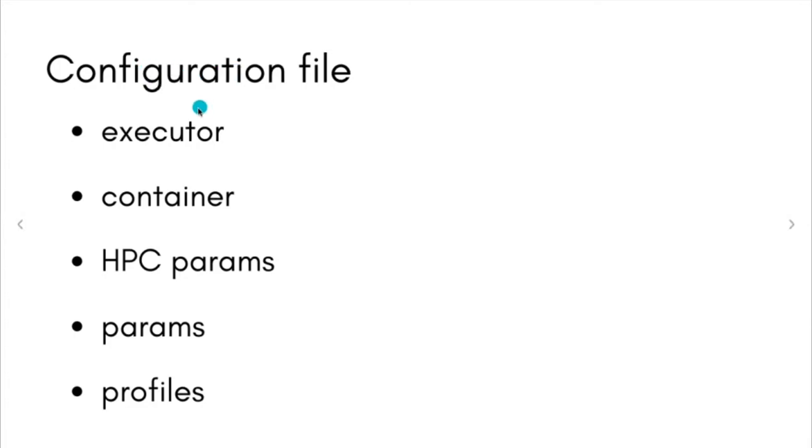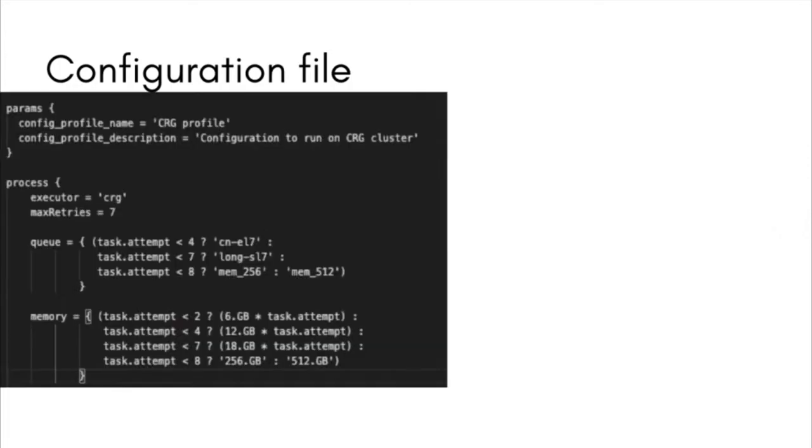But on this configuration file, you can define the executor, that is, where you run the code, on the local or on the cloud; the container, like if you're running Docker, Singularity or Conda, and which one. Then the HPC parameters: if you're running on a cluster of your institution, you will have specific queues, or memory restrictions or CPU restrictions. Here you can define it. Then you can define the input parameters, and finally the profiles. If you want, you can define everything inside here, or you can have profiles to define for each file. I will show you an example later.